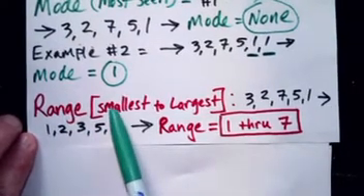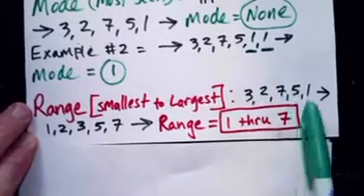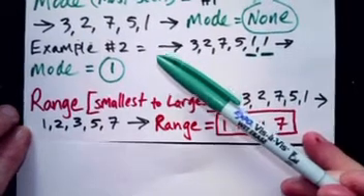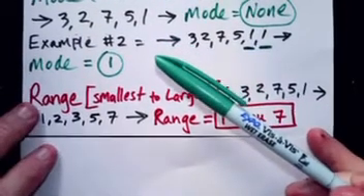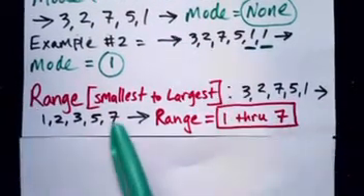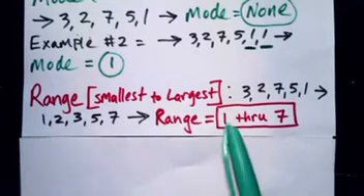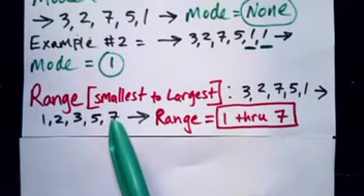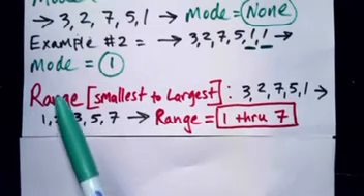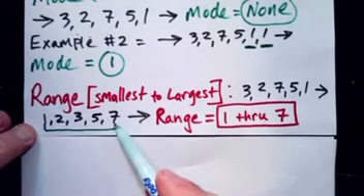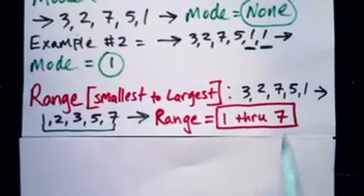So to find the range, you simply take your data set. Here we've got 3, 2, 7, 5, and 1. What you want to do is rewrite them in order. So 1, 2, 3, 5, and 7 is in order from smallest to largest. And the range is exactly that: the smallest number, 1, through the largest number, which is 7. So your range is going to be from 1 through 7. And that's why our answer here for the range is 1 through 7.